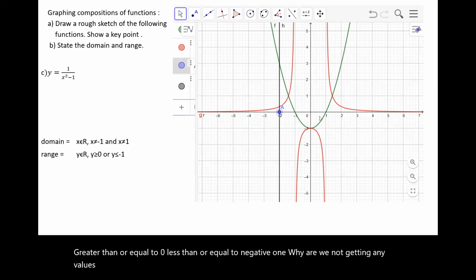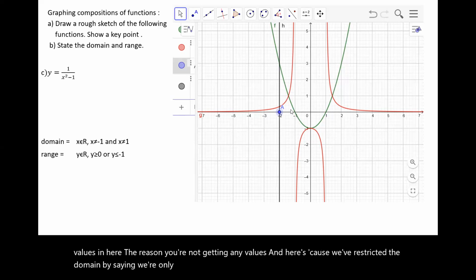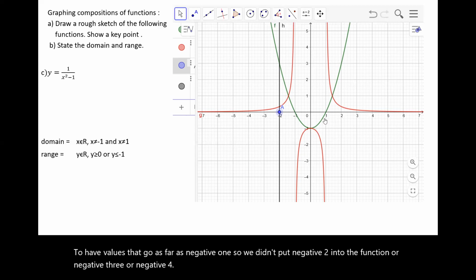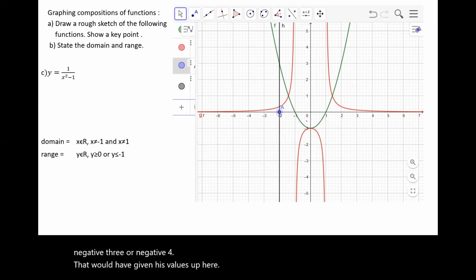The reason you're not getting any values in here is because we've restricted the domain by saying we're only allowed to have values that go as far as -1. So we didn't put -2 into the function, or -3 or -4. That would have given us values up here. So because we're only using values coming from the original function f of x, we're going to be missing some other y values.